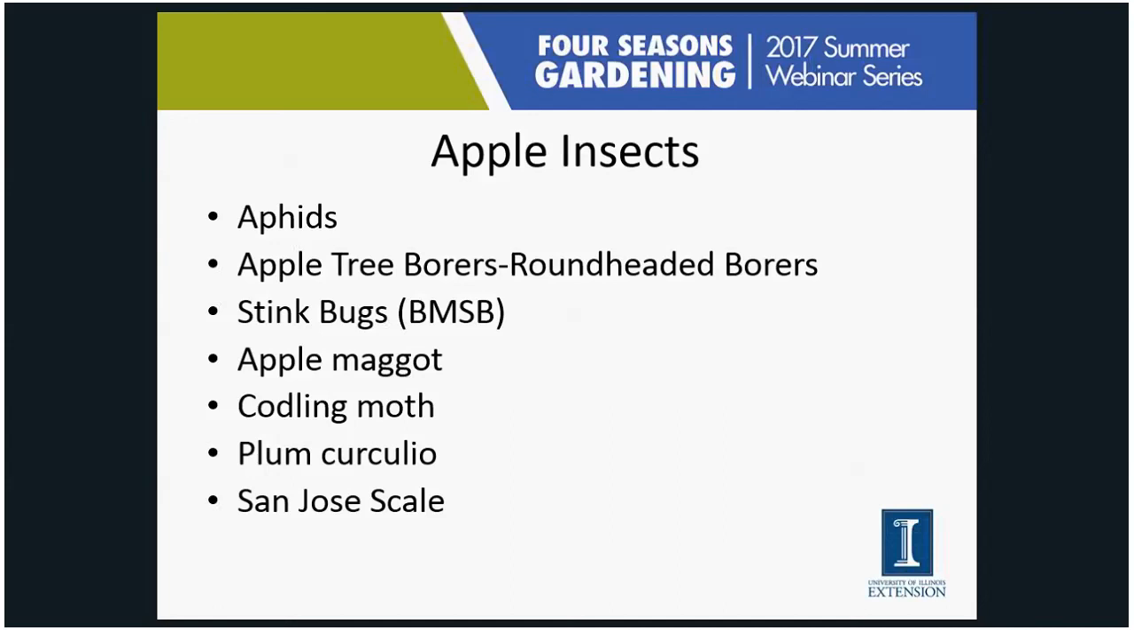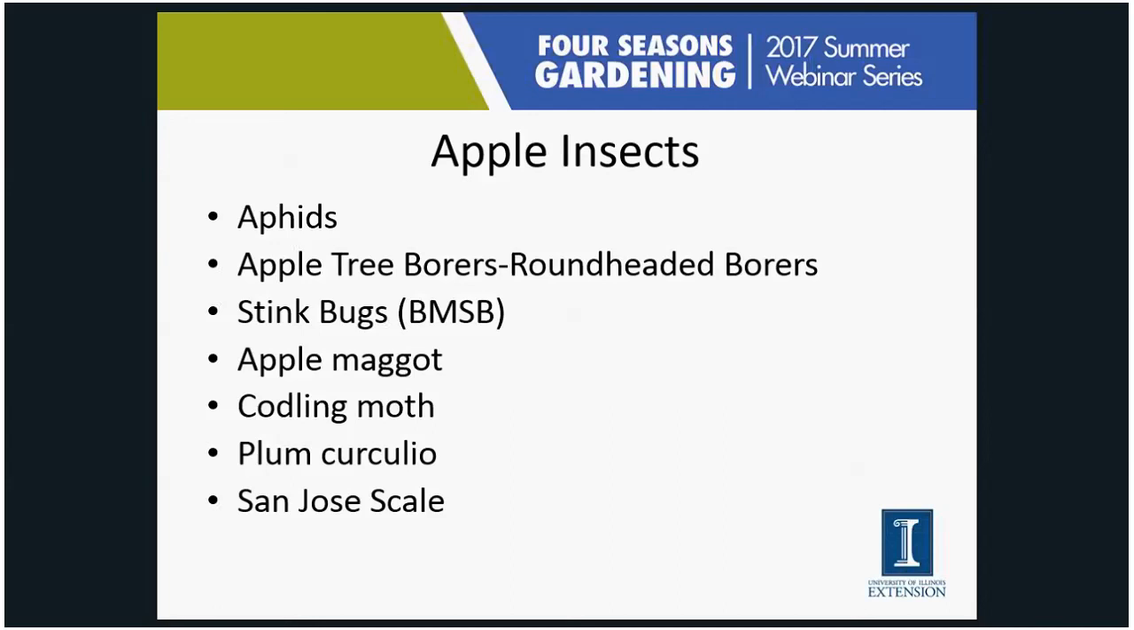Stink bugs can cause problems, and one in particular is the brown marmorated stink bug, which has been a new arrival to our area. The apple maggot typically happens in northern Illinois. Codling moth, plum curculio, and San Jose scale are all typical insects here.